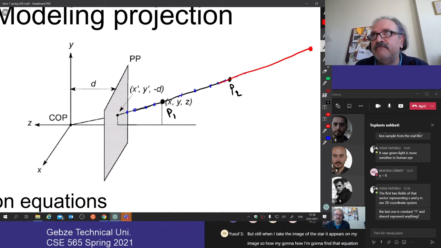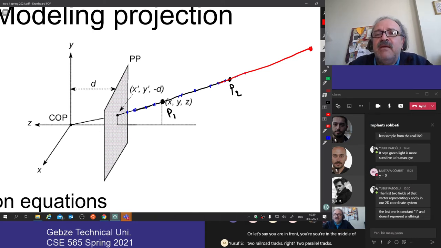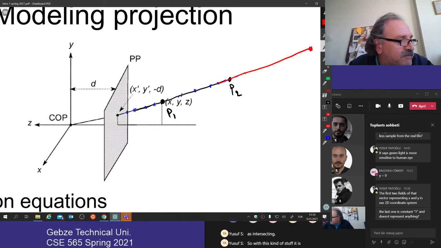These are very important. Or let's say you are in the middle of two railroad tracks, right? Two parallel tracks. If you take the image of two parallel tracks, although they never intersect, they are going to intersect in my image, right? I should be able to take the image of the tracks, and at some point they should appear as intersecting. So with this kind of stuff, it's going to be very important.